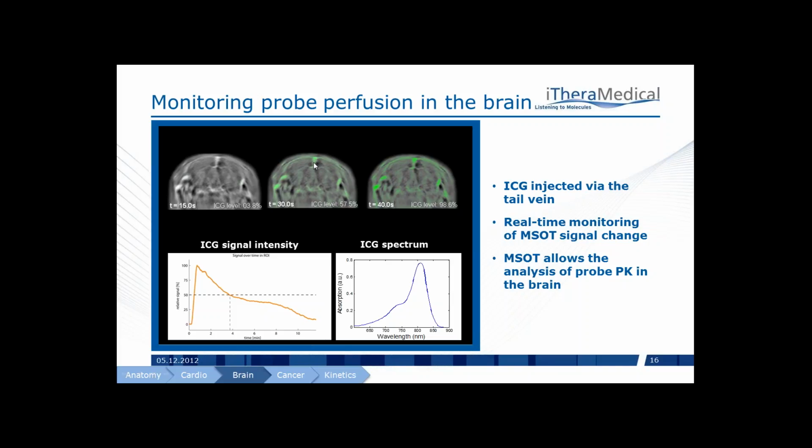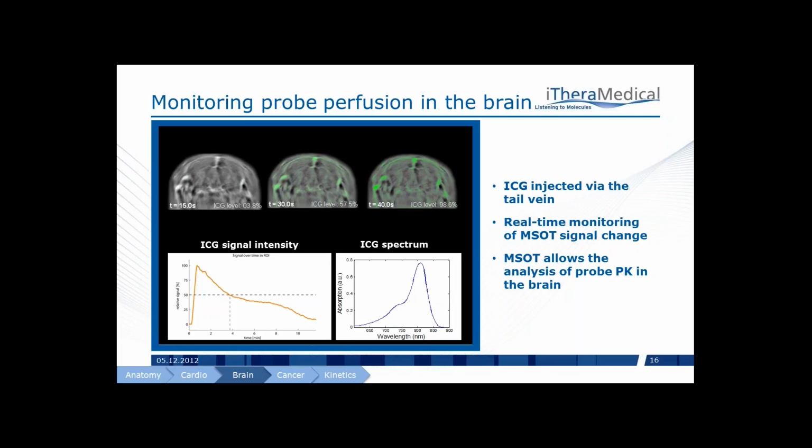We can then draw a region of interest at the superior sagittal sinus and quantify the change in signal as a function of time, which is shown in this graph in the lower left. So at the beginning of the experiment, we see a rapid increase in signal, and then over the next 12 minutes, we see a decrease in the signal. There's a couple of important points regarding this graph. First, the clearance of ICG that we can document by MSOT, again through intact skin and skull, shows that ICG is being cleared in a biphasic pattern.